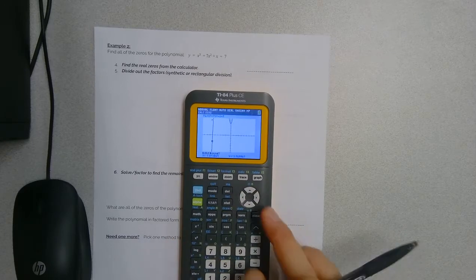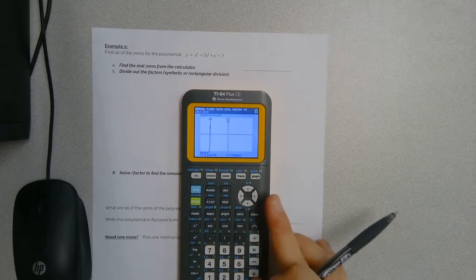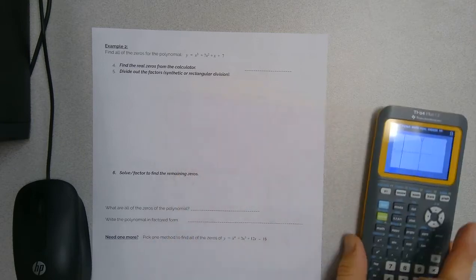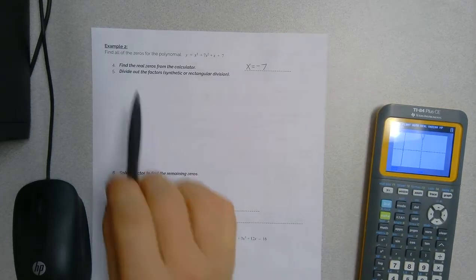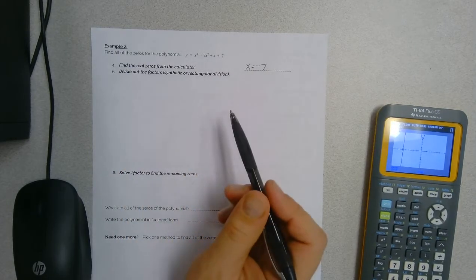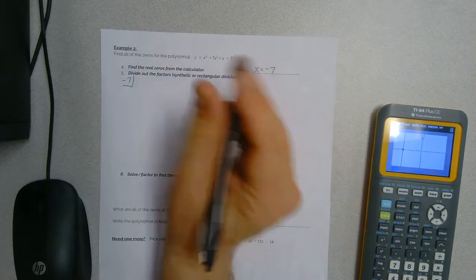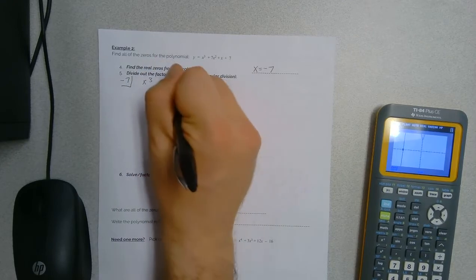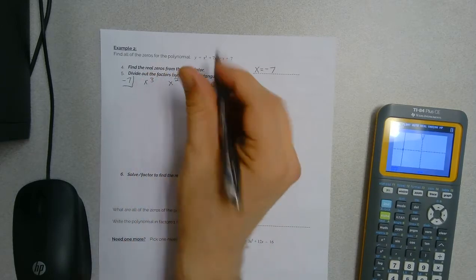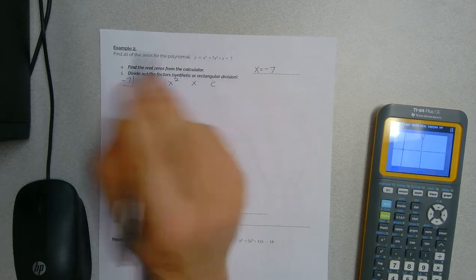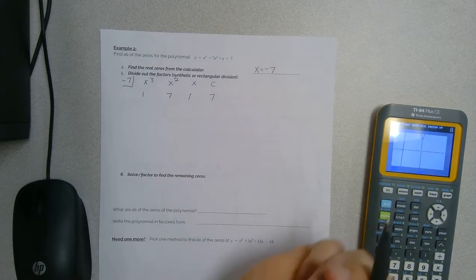And I put my left bound and then my right bound, focus on the 0, and I get x equals -7. So now to divide those out, that's what I set up in synthetic division. So -7. And then I line up my terms. I have my x cubed, x squared term, my x, and then my constant. Writing the coefficients, we have 1x cubed, so 1, 7x squared, so 7, 1x, so 1, and then 7.